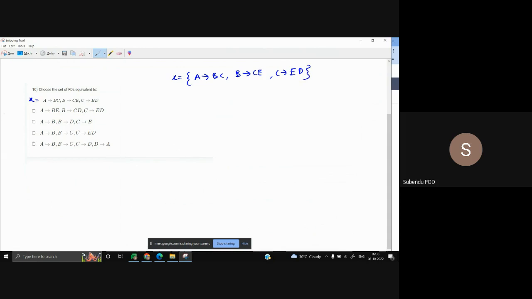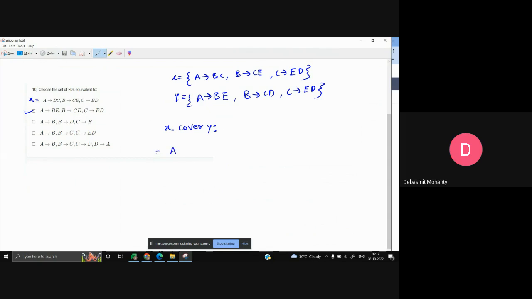Okay, let's first try this. So Y will be A determines B, B determines CD, and C determines ED, right? So first you have to find whether X cover Y or not. So how to find X cover Y? Compute the A closure with the help of X functional dependency.